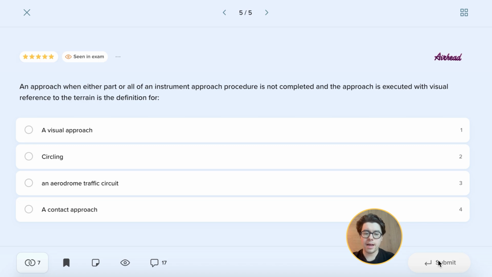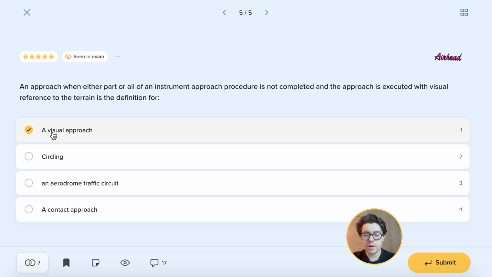And now for the last question. An approach when either part or all of an instrument approach procedure is not completed and the approach is executed with visual reference to the terrain is the definition for a visual approach, and this will be the correct answer. Remember that a visual approach is actually an IFR procedure. This is when we are flying IFR and we are telling the controller that, hey, I can see the runway perfectly well, I can safely navigate towards the runway. In that case, you can request a visual approach, which may or may not be approved by the controller, and only then, once approved, you can land the aircraft visually, without the use of any instrument landing systems or the need of flight directors.